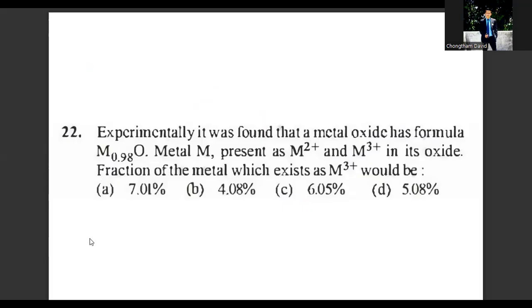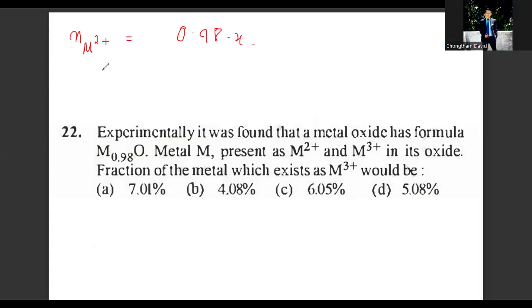Experimentally it was found that a metal oxide has formula M 0.98 O. Metal M is present as M2+ and M3+ in the oxide. Fraction of the metal which can exist as M3+ would be. So for 1 mole of the oxide, moles of M equals 0.98 and moles of O2- will be 1. Let us consider the moles of M3+ to be x. So what is left? Moles of M2+ would be 0.98 minus x.